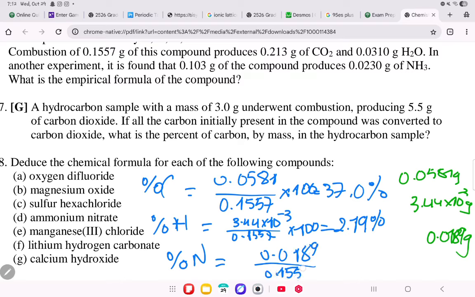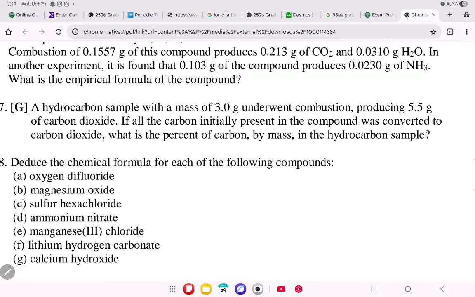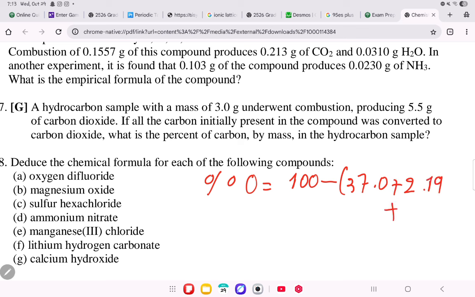Now we have all of the percentages, and remember, in any compound, all percentages add up to 100. So how do we find the percent of oxygen? Percent of oxygen is equal to 100 minus the first percentage, 37.0, minus 2.19, minus 18.4%. Because we put it in brackets, you put plus. So in total, it's gonna be 100 minus, open brackets, 37.0 plus 2.19 plus 18.4, and we will get an answer of 42.4%. Okay, so this is the percent of oxygen.